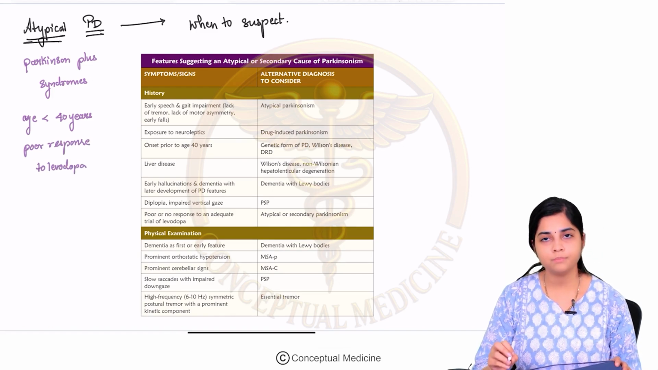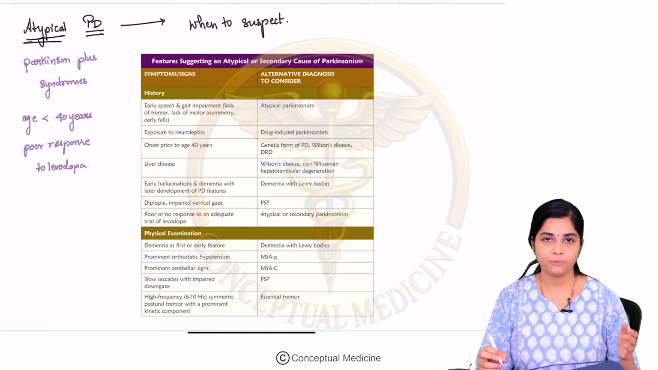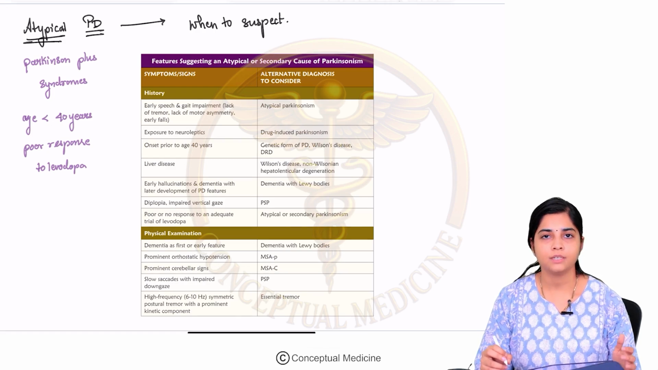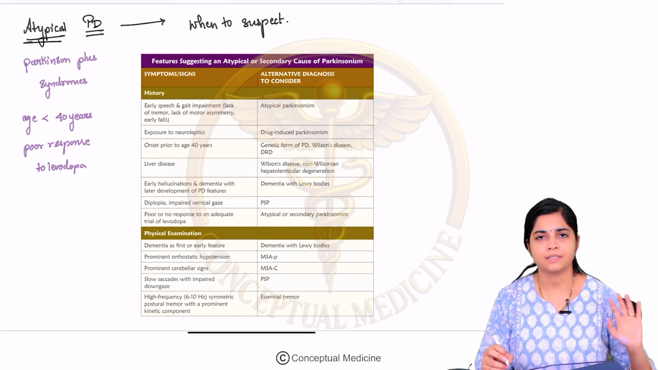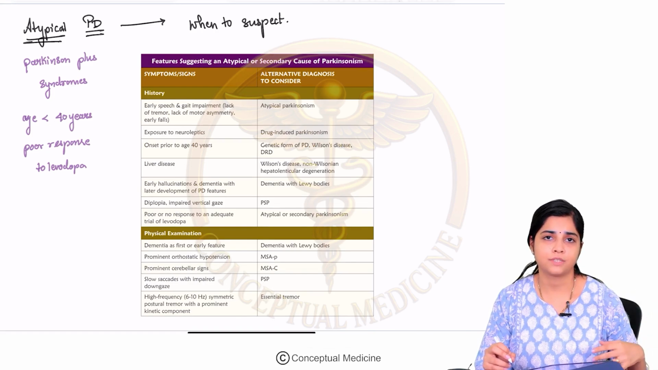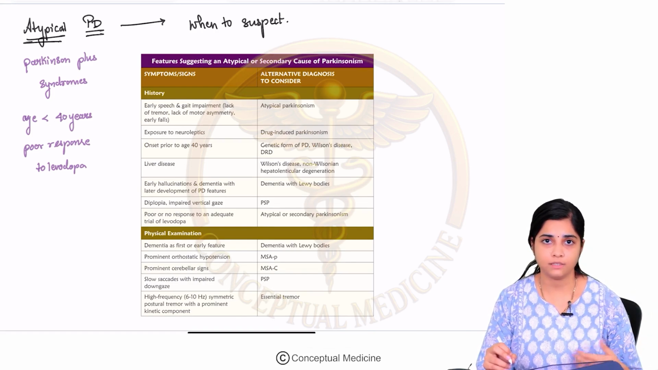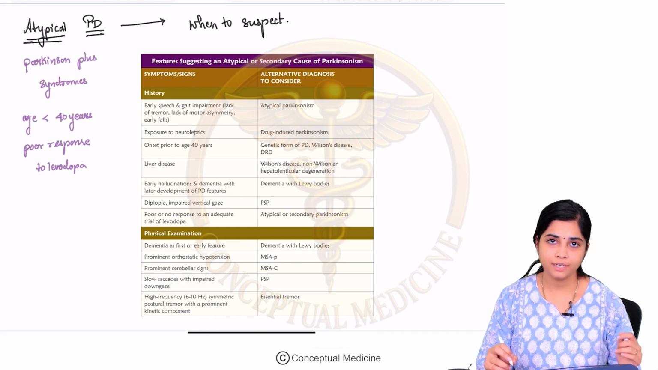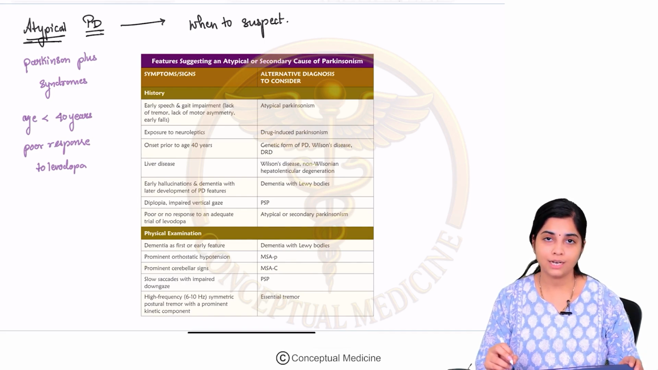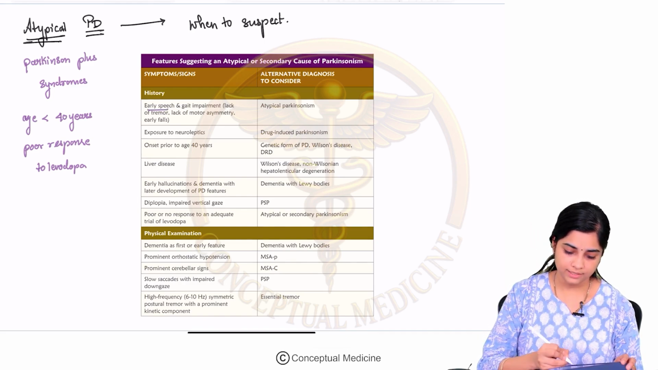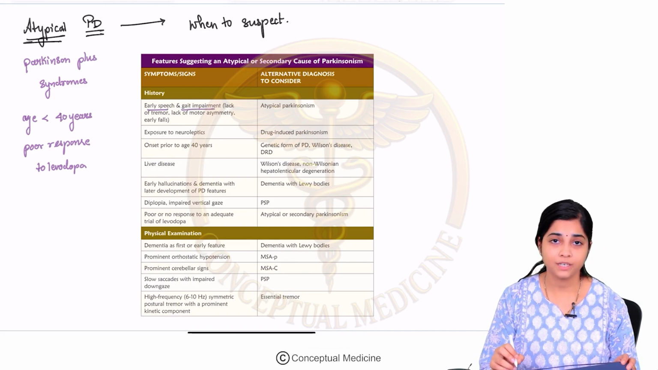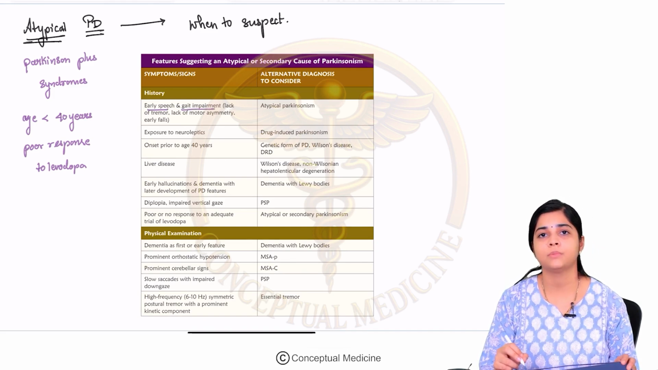Okay, so age group less than 40 years of age, poor response to levodopa, then you will suspect atypical Parkinson. It is not your classical degradation of substantia nigra. There can be something else that is going on. Also, let us look at the other signs and symptoms. Early speech and gait impairment. Early speech and gait impairment is not commonly seen in PD.